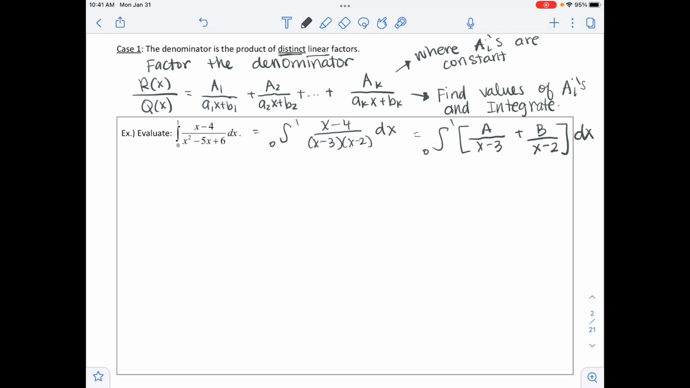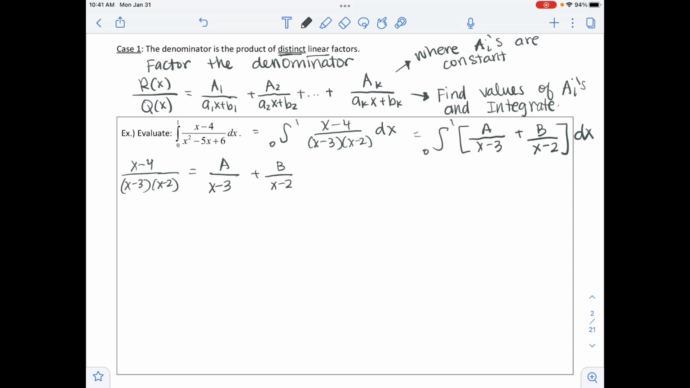So the next thing I'm going to do is just look at the fraction part, the integrand, what we have written. And so we have that x minus 4 over x minus 3, x minus 2 can be rewritten in a way such that I have a constant value A over x minus 3 plus a constant value B over x minus 2. And this is just like that first example that we did, but again, going backwards from it.